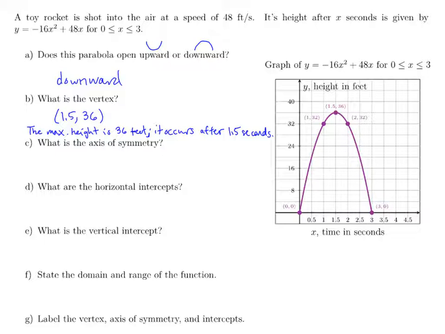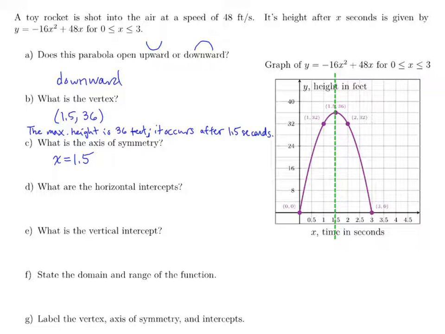Looking at the axis of symmetry, the axis of symmetry is the vertical line that passes through that vertex. I'll draw one real quick, a dashed line through that vertex. It goes through the point (1.5, 36), and the rest of the points on this graph are symmetric about that line, which is x equals 1.5. So again, that's a vertical line, it's the axis of symmetry, and it's defined by x equals 1.5. All the points are symmetric about that line.